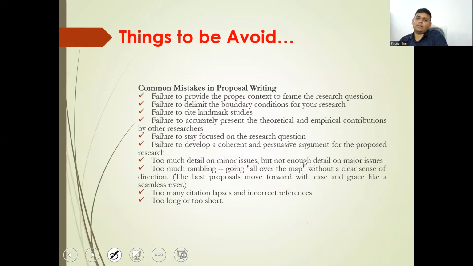Now, things to be avoided. What are the things that we need to avoid in research? So first is failure to provide proper context to frame the research questions, right? You should have proper material, a proper plan of action, a proper idea about what exactly you want to achieve, and based on that you need to frame the questions for the research.